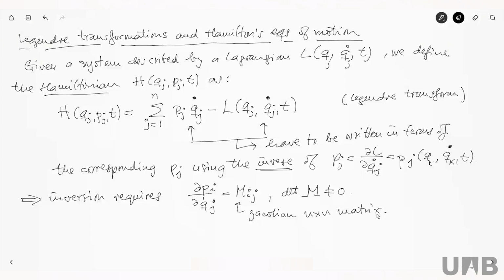And there is another obvious condition. In order to write down a Hamiltonian to describe a system, what do we need for this system? What is the first thing that we write? The Lagrangian. So the system has to be described by a Lagrangian.